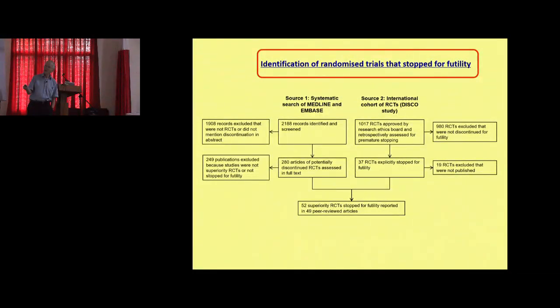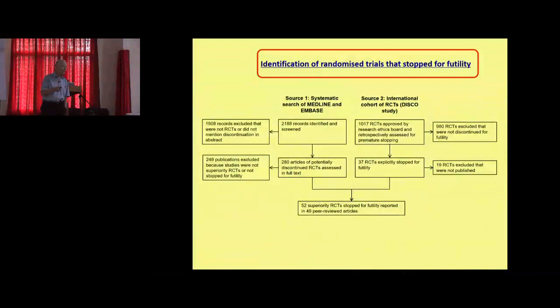So on the left-hand side in the original sample, we had almost 2,200 studies that were obtained and screened, and most of them had to be thrown away because they weren't randomized trials, or they didn't talk about stopping or discontinuation in their abstract at all, so they got dumped at that point. We then had 280 trials that were discontinued, where we looked at the full text, and of those 280, 249 had to be thrown out because they were not superiority trials, or they were not actually stopped for futility.